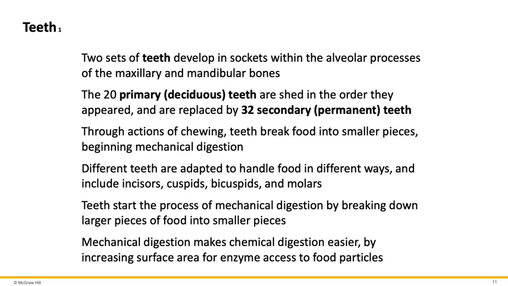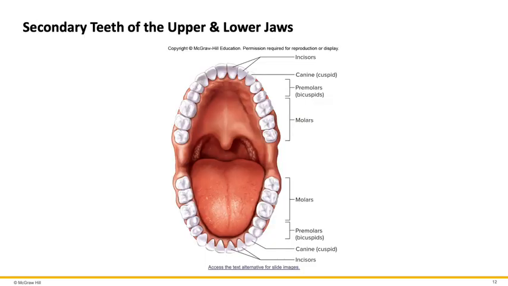The function of teeth is to break down food into smaller particles. This is a primary example of mechanical digestion. There are 4 types of teeth with different functions. The front teeth are called incisors. Their function is to break food into bite-sized pieces.